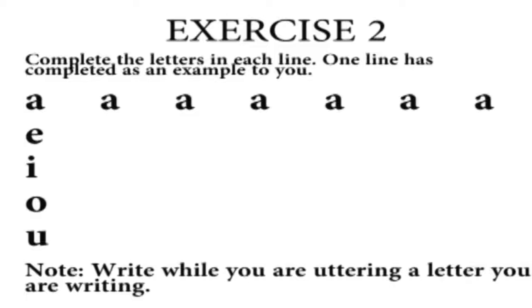Exercise 2. Complete the letters in each line. One line has been completed as an example for you. A, A, A, A, A, A, A. Now, you are required to complete the lines below. E, E, O, O. Note: write while you are uttering a letter you are writing.